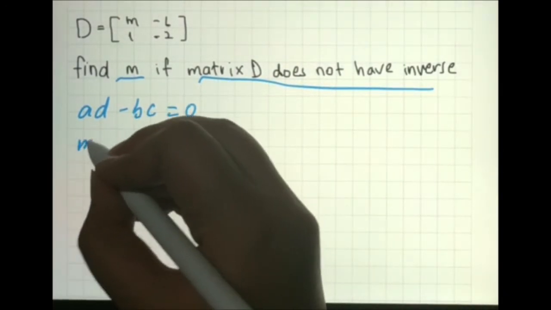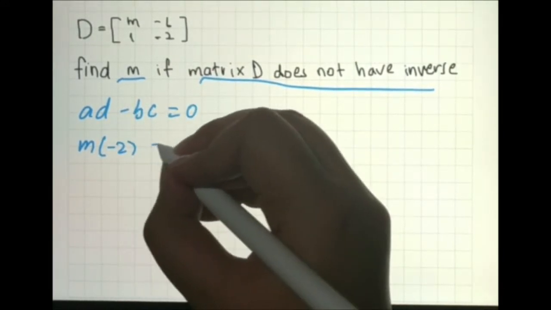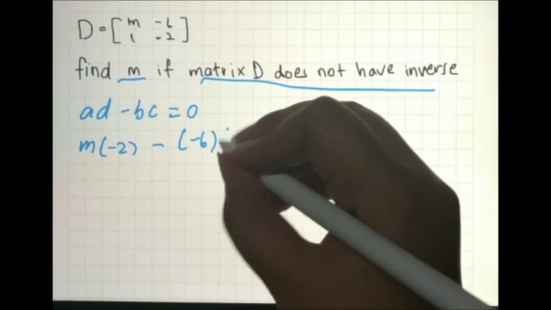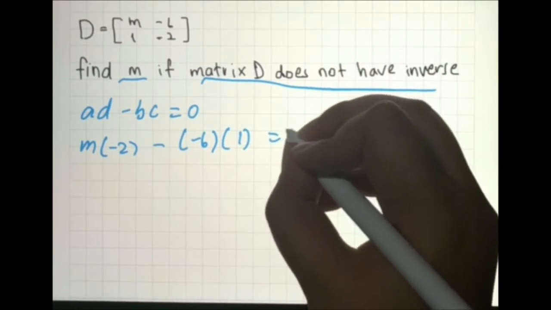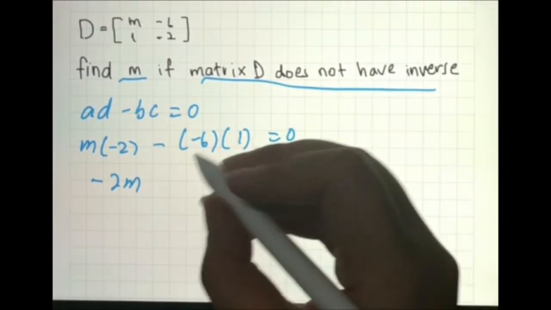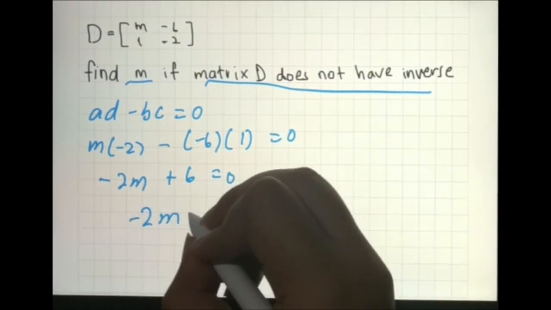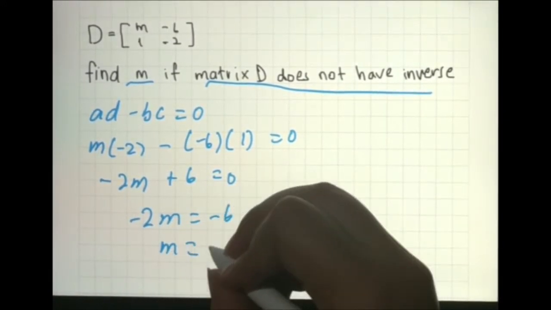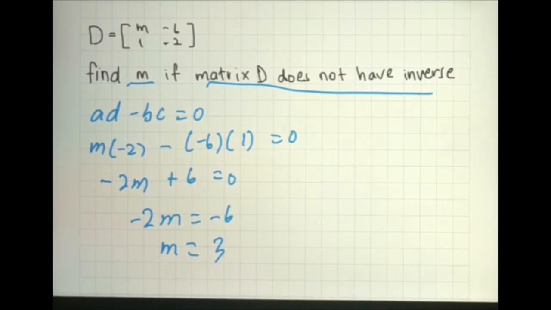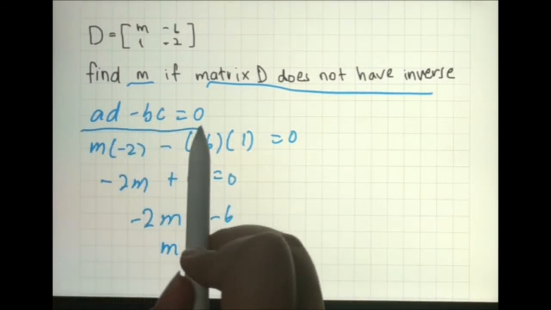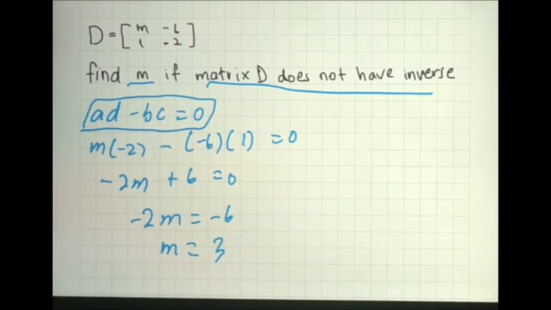So, A is M. D is negative 2. Minus B, B is negative 6, and C is 1, equals 0. So negative 2m plus 6 equals 0. Negative 2m equals negative 6, so m equals 3. So if it does not have an inverse, that means AD minus BC equals 0.